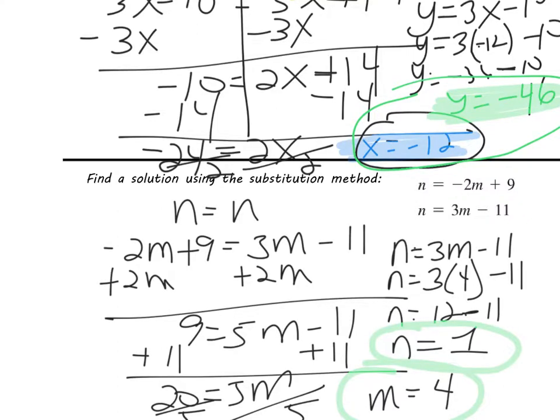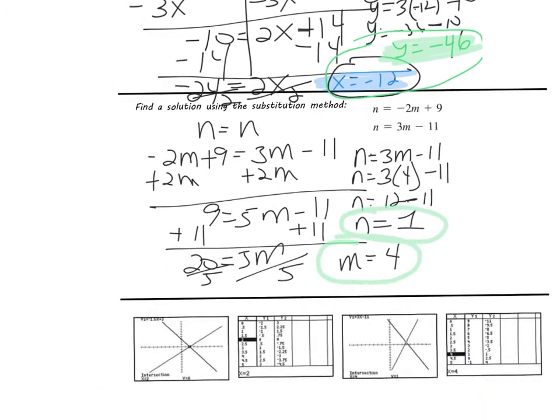Okay, so hopefully you had some success. I found a value of 4 for m, and when I plugged 4 into one of the equations, the output was 1. So the solution for this system is m equals 4 and n equals 1.